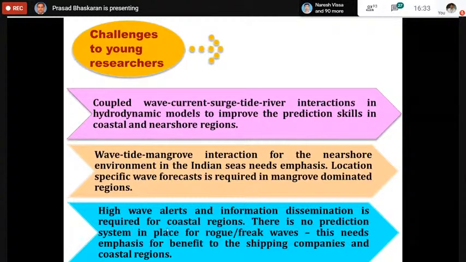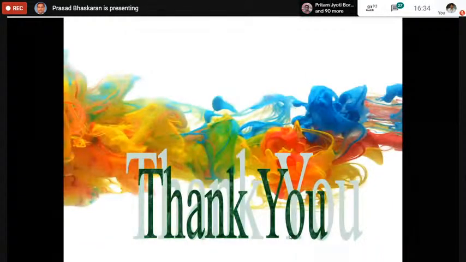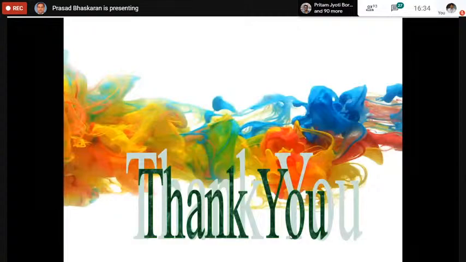We also need to come out with how we can give better alerts for the high waves that are coming, like the rogue waves and freak waves, because these waves are there in the deep ocean. We do not have a forecasting mechanism for this. This can be very important for the shipping companies and the coastal regions. So thank you very much for the presentation. I complete my presentation.